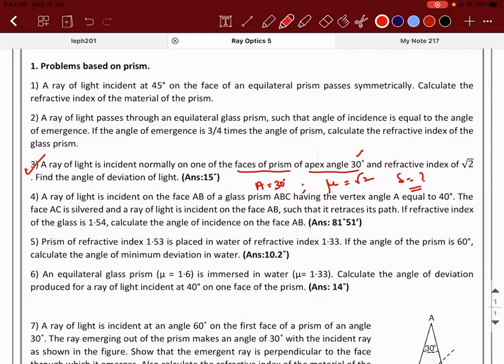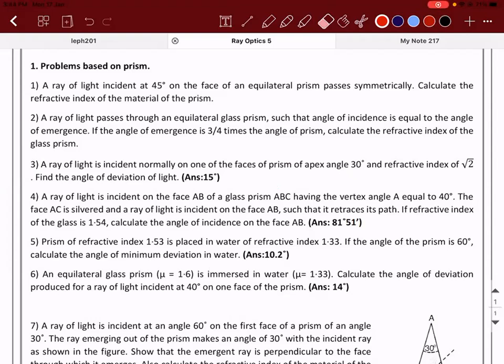For this sum, should we substitute the delta M value in the formula for mu? A plus delta M, we can substitute the delta M value, right? No, you cannot use sine of (A plus delta M). Wait, Rohan, you're making a mistake here. How will you substitute A plus delta M here? They didn't say angle of minimum deviation in the first place.